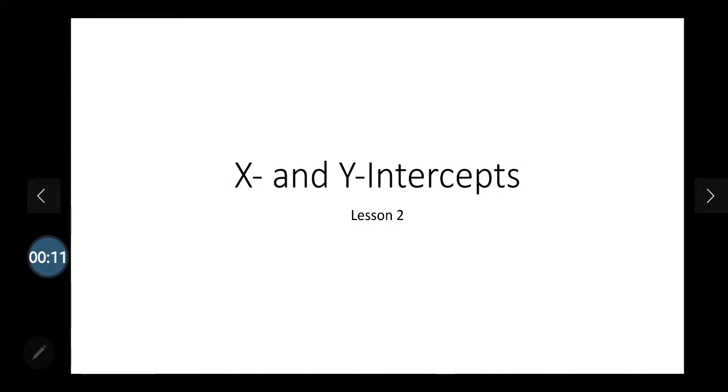We've talked about this in a previous section of our work in class, but I just want to go over it again. Just kind of let you see where it comes from and how useful it is when we're graphing lines. So if you'll take out lesson number 2 from your packet, and we'll begin with today's lesson.